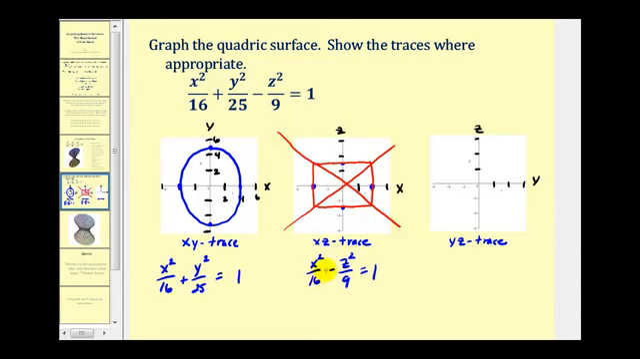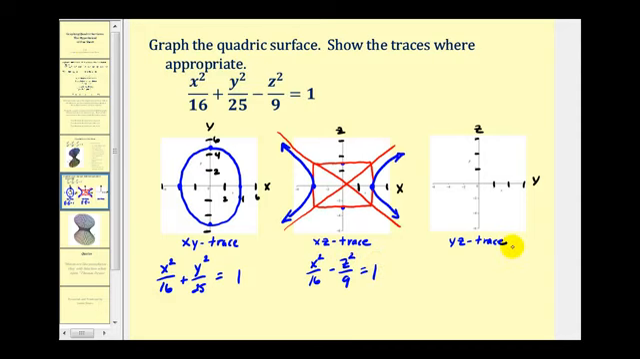And again, we know because the positive part is the x part, this hyperbola will open left and right. So here's one vertex opening to the right. Here's the other vertex opening to the left. This would be the xz trace.